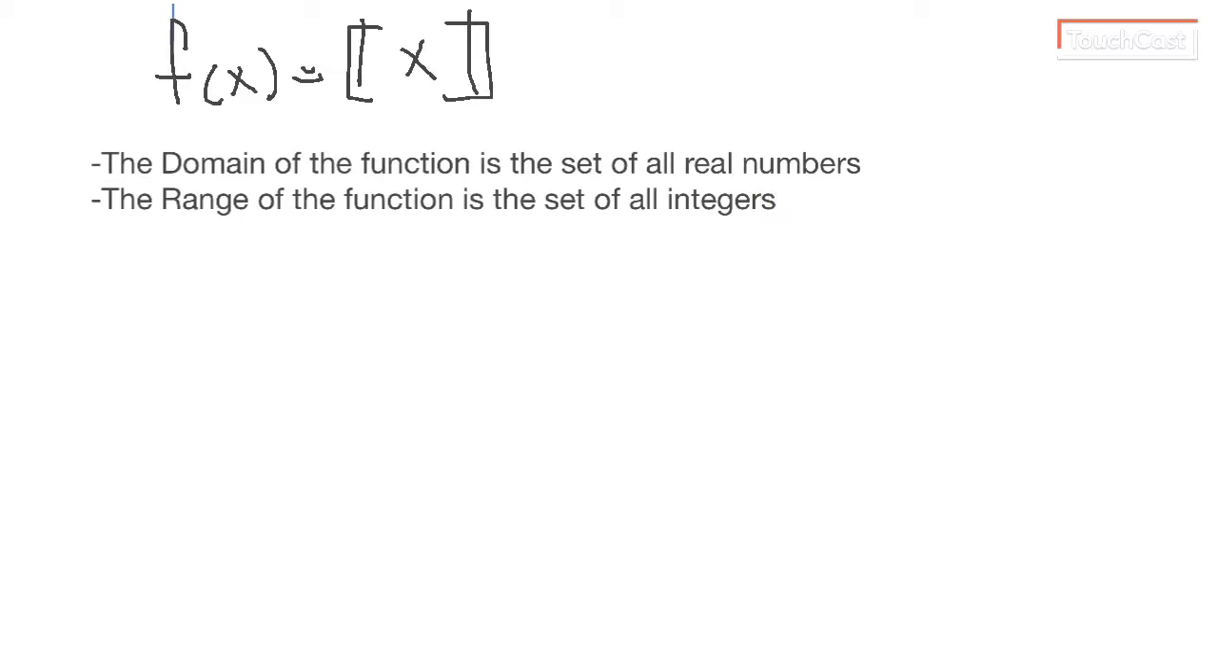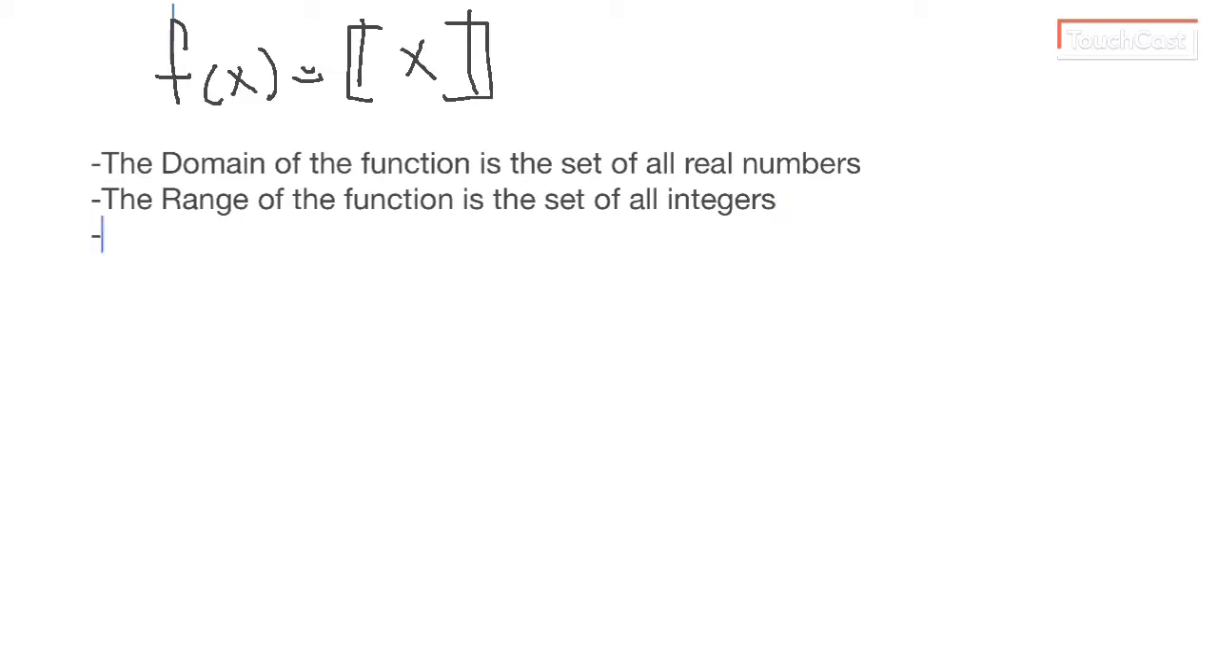So it's not all real numbers. Remember, real numbers include decimals and fractions. Integers do not. So for our domain, we can use decimals and fractions, but no matter what we use for x, our f of x, our y value, is always going to be an integer. It can never be a decimal or a fraction.